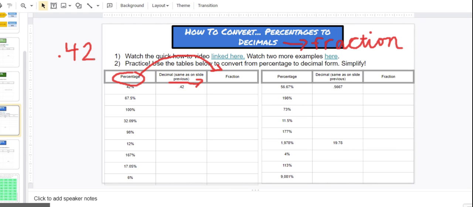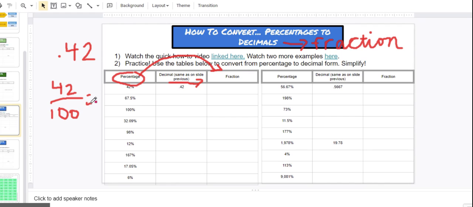Now, this is where that fancy talk comes into play because here you're going to, as you say that out loud, 42 hundredths, magically you have a fraction. So then you're going to take that fraction and you want to be sure to simplify it if you can.